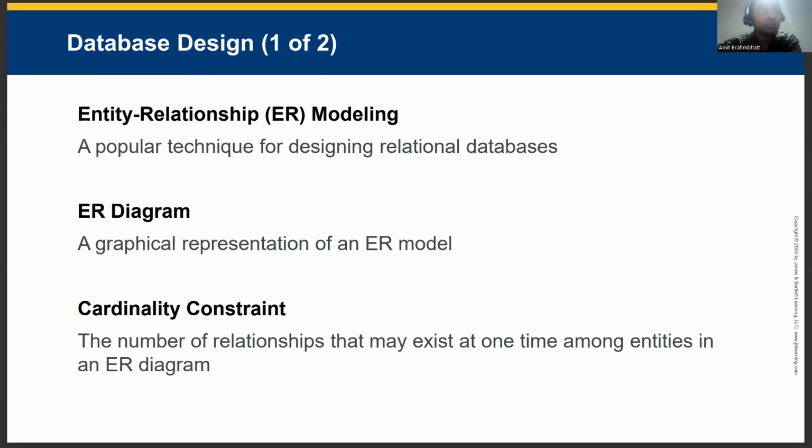Database design. Here in this slide, we learn about entity relationships or ER modeling, a technique used to design relational databases before building them. An ER diagram shows entities such as movies or customers and the relationship between them. Cardinality constraints describe how many connections can exist, like one customer renting many movies or movie being rented by multiple people.